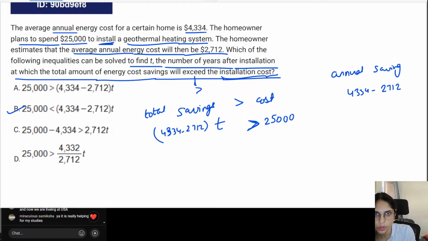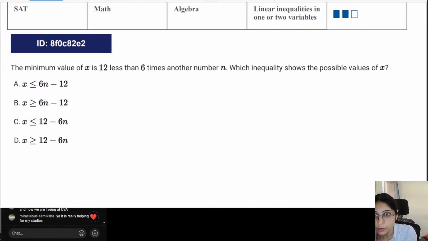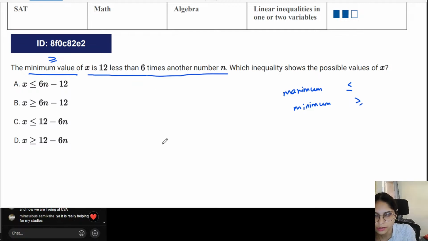Now the last medium word problem is 42. So the minimum value of x, minimum means x can be that value or it can be greater than or equal to. So maximum means less than or equal to, minimum means greater than or equal to. X is 12 less than 6 times another number n. So x is greater than or equal to because it's a minimum value.